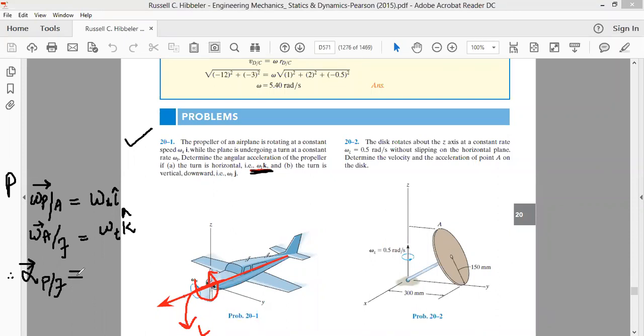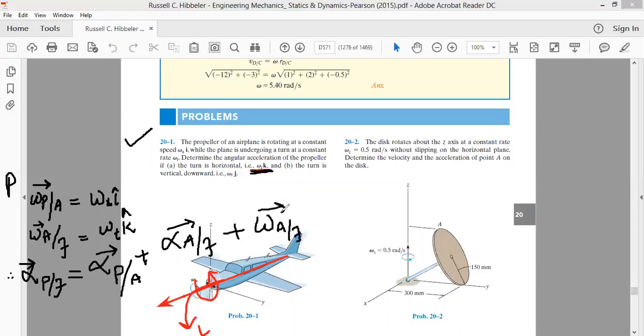We know from the kinematic equations that the angular acceleration of the propeller with respect to the ground is equal to the angular acceleration of the propeller with respect to the aircraft frame of reference, plus the angular acceleration of the aircraft with respect to the ground frame of reference, plus the cross product of the angular velocity of the aircraft with respect to the ground with the angular velocity of the propeller with respect to the aircraft, this term.